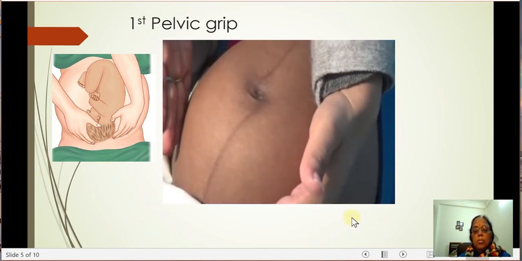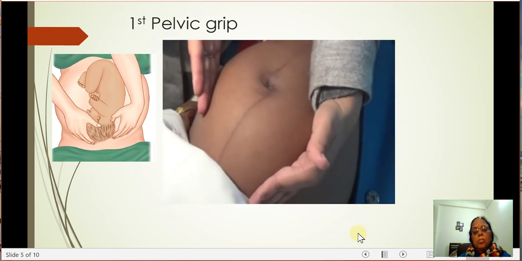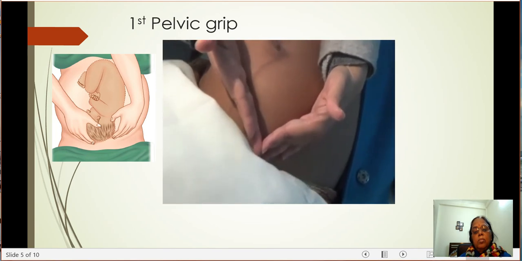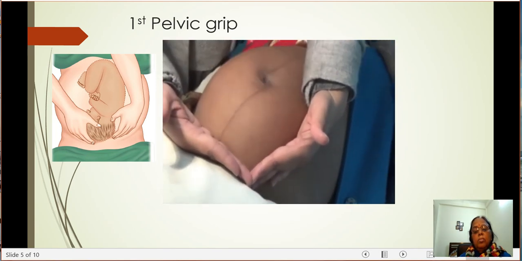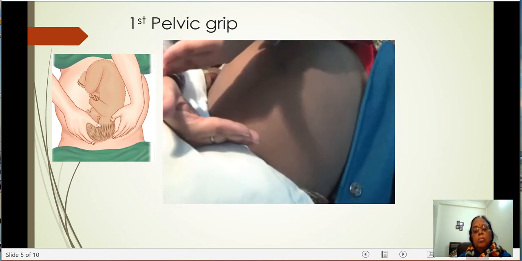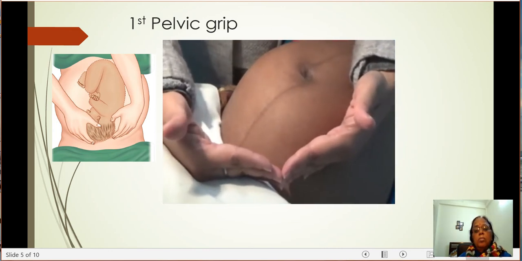So if the sinciput is lying higher on the abdomen in comparison to the occiput, then it means the baby's head is completely deflexed in this form. If the sinciput is lying on the same level as the occiput, that means the baby's head is deflexed. And if the sinciput is lying low down, this is a sinciput and this is an occiput, if it is lying low down, that means the baby's head is flexed.